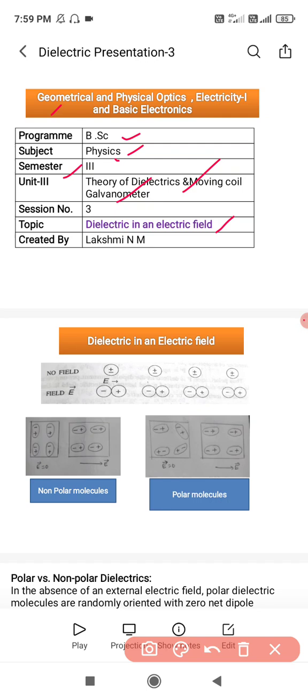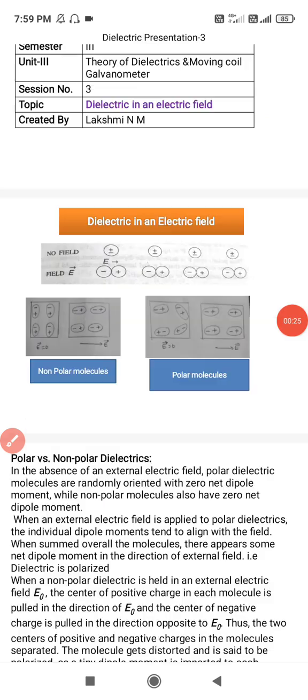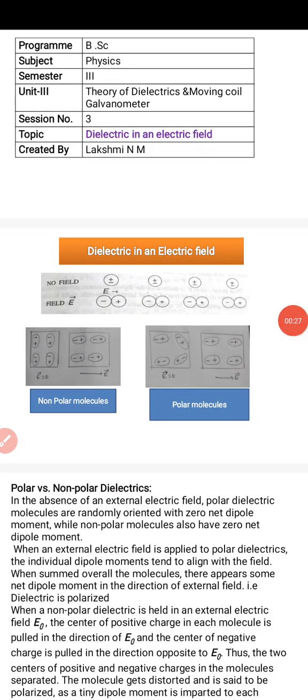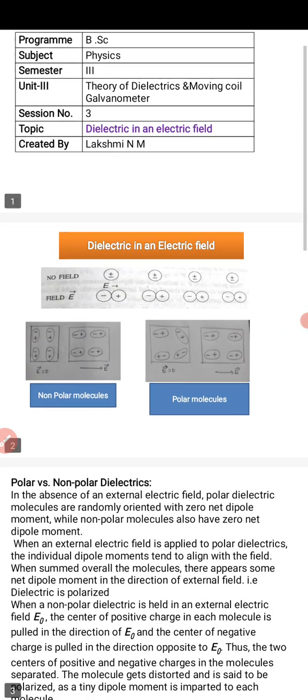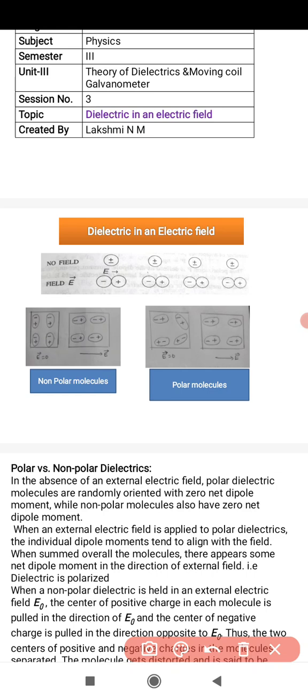First, dielectrics in an electric field. We now see the first example. In this case, the dipoles will be obtained in the presence and absence of an electric field. It can look like this. Without a field, dielectrics are obtained in a random arrangement, with random orientation of the polar molecules.